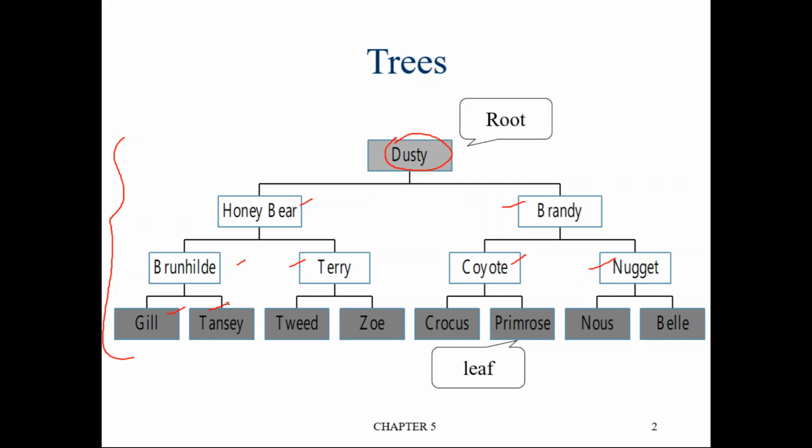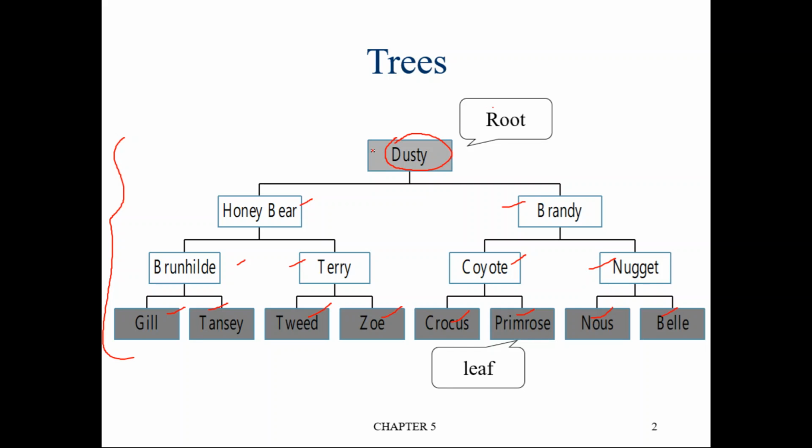So this is actually hierarchical data which represents some information. Here you can see there is one node which is the ancestor for everyone, and that node is called the root node.